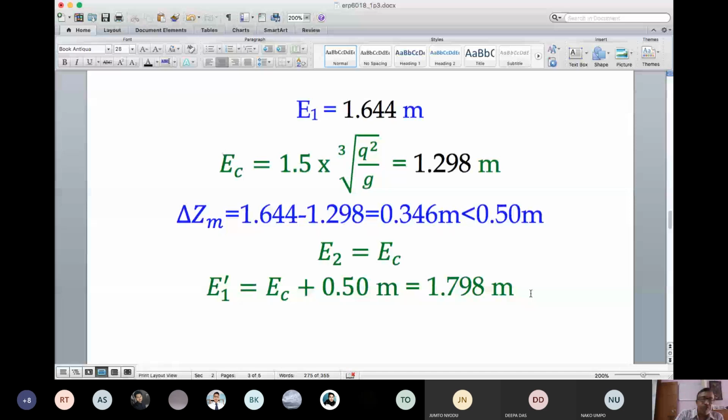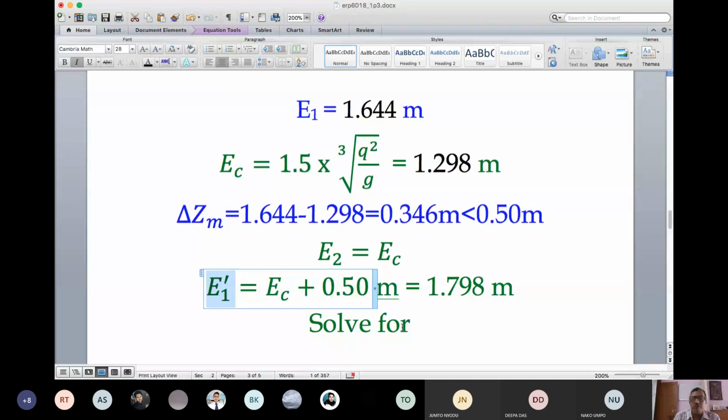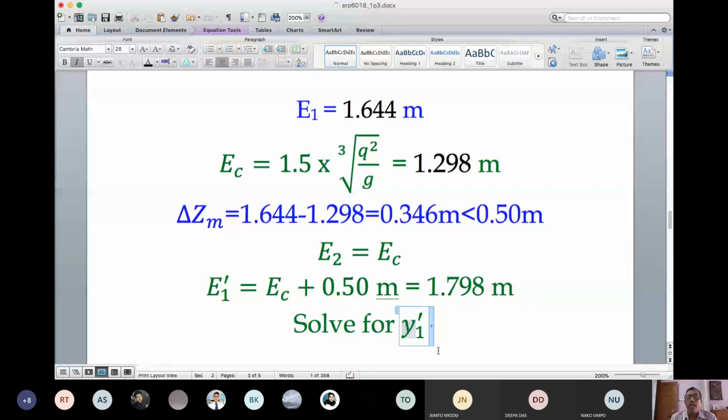Solve for y1 dash for this 1.798 meter. Solve for y1 dash. Okay, so send this answer again on your WhatsApp.